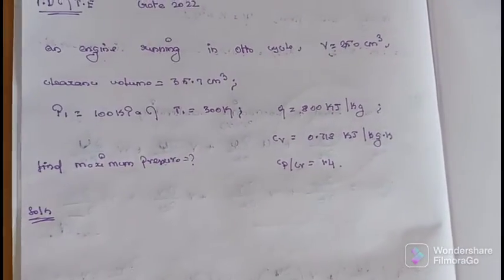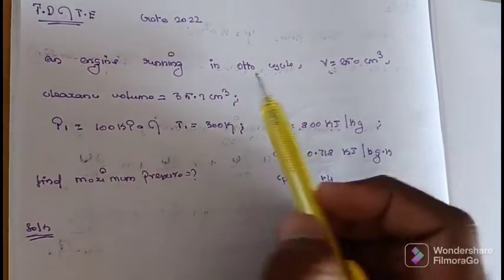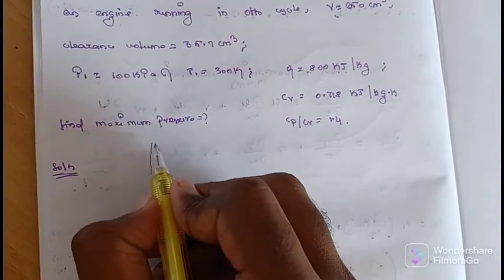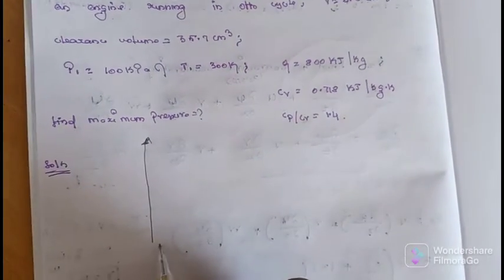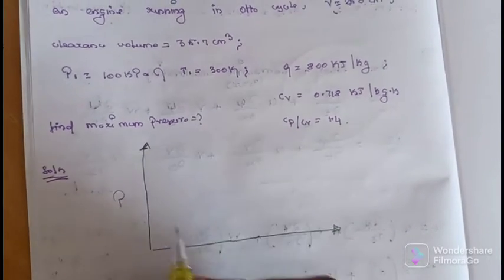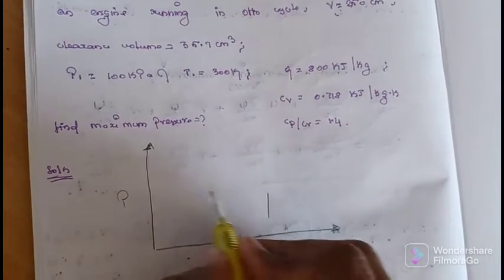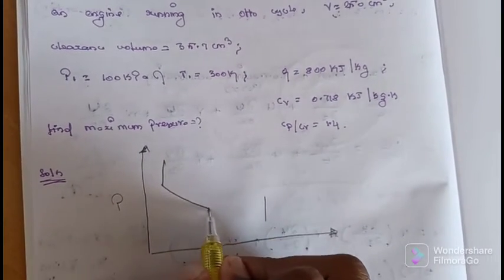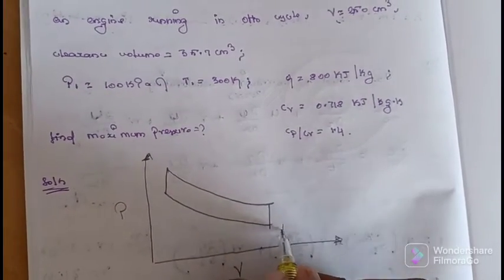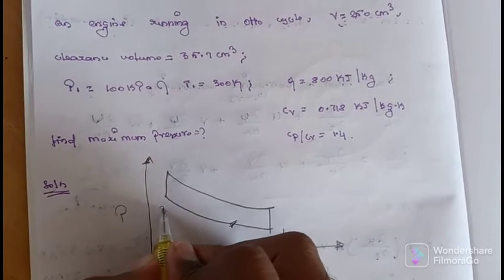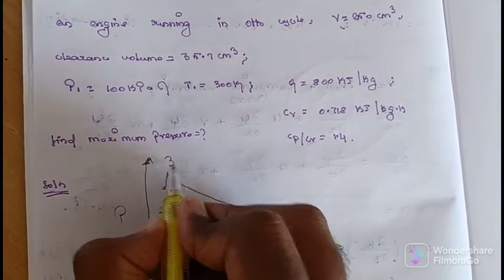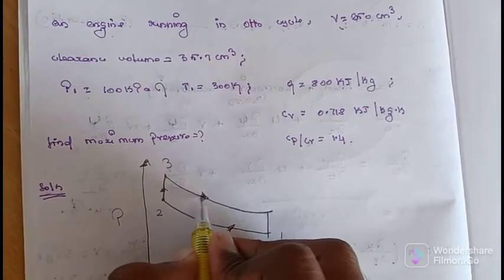They have mentioned that it is an Otto cycle. So for that we have to draw the Otto cycle PV diagram. This is pressure, this is volume. The Otto cycle is also called the constant volume cycle, with constant volume heat addition and constant volume heat rejection. This one is 1 to 2 compression: suction, compression, heat addition, expansion, like that it will happen.